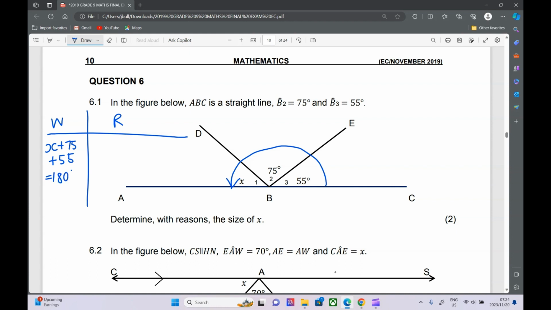Then one mark that you're definitely going to get is for putting your reason. So we said angles on a straight line add up to 180. So there we go. We've already got one mark out of two. Then all you got to do is work out X. So what I usually do is I take all the numbers across. So I would say 180, take away that 55, take away the 75 is going to give me the X. So let's work that out quick. So 180, take away 55, take away 75, we get 50. So X is 50 degrees.